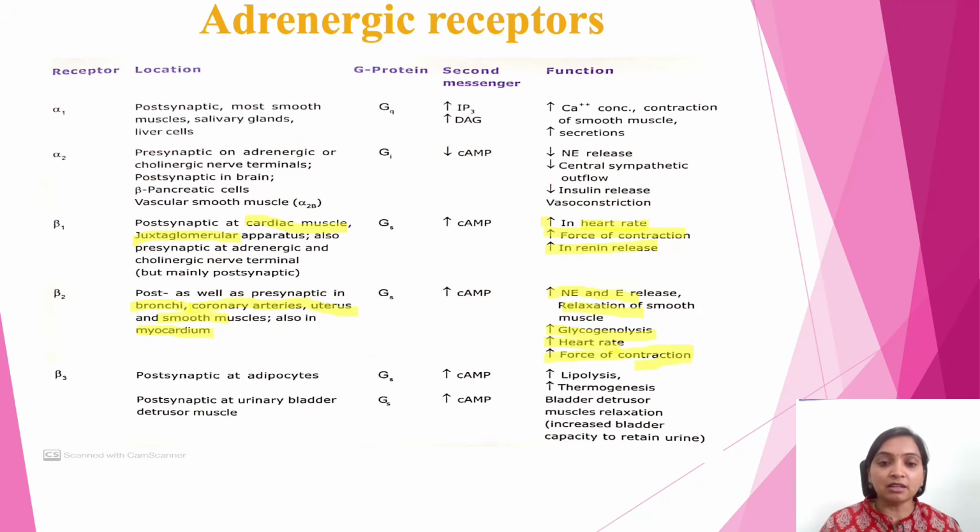Beta 3 is mainly and only present in the adipose tissue and post synaptically at the urinary bladder detrusor muscle, but this has minimal action. We hardly study about these things. So for beta 3, you should mainly say the adipose tissue, and it is involved in lipolysis and thermoregulation. In the urinary bladder, it helps in increasing urinary retention.